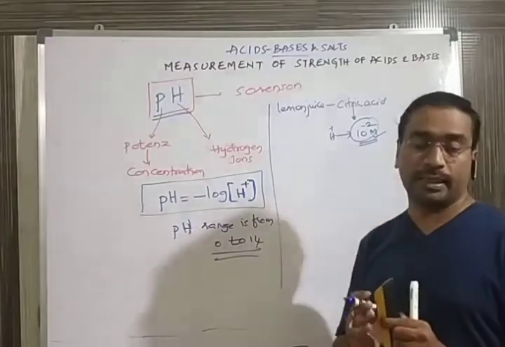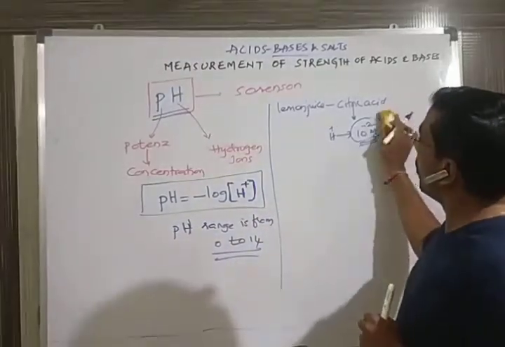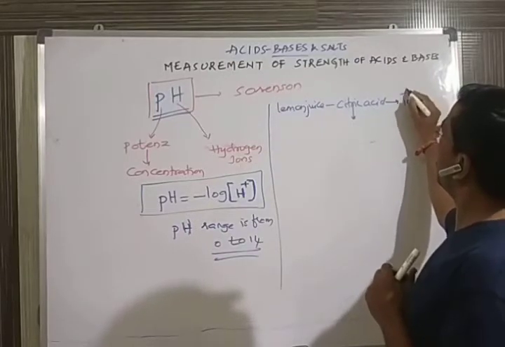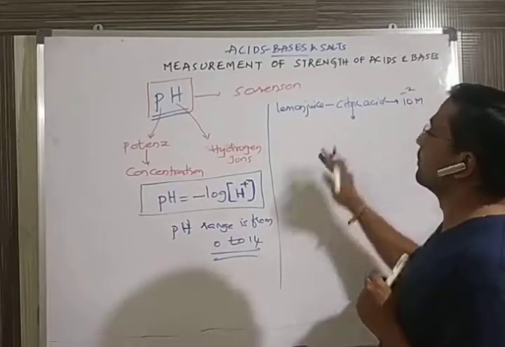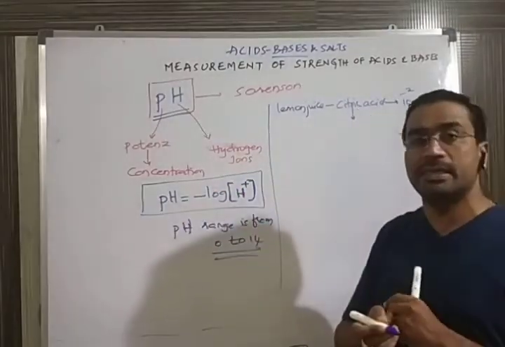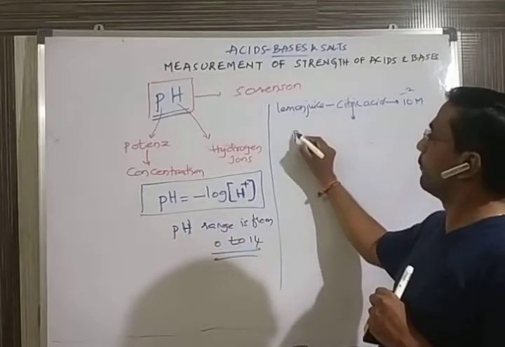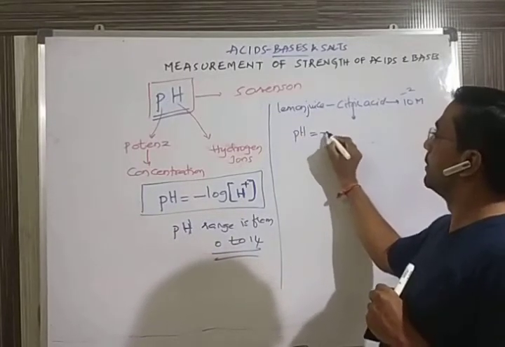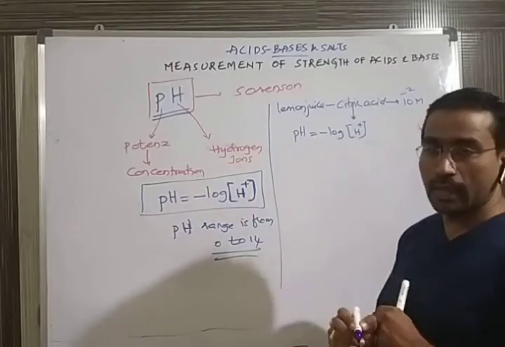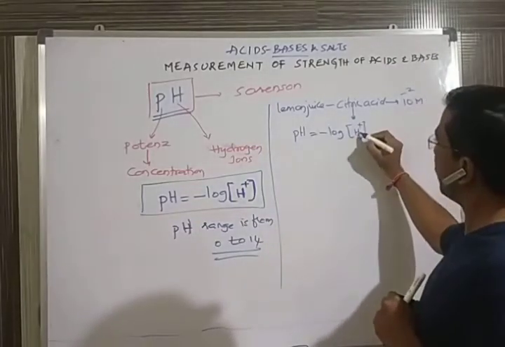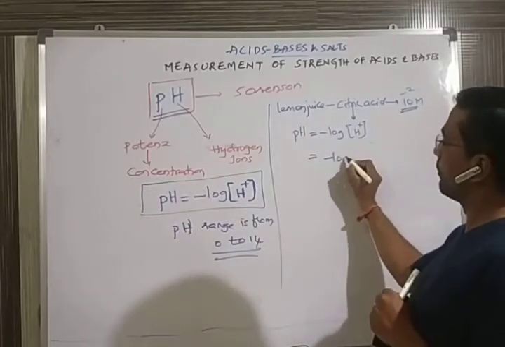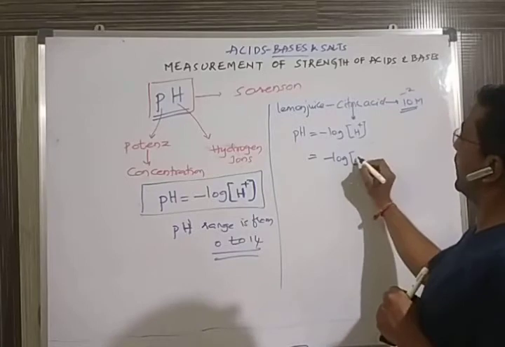For the time being, you can just remember the concentration of citric acid. If it is 10 to the power of minus 2 molarity, let us calculate what will be the pH of this acid. According to our formula, pH is given as minus log of H plus ion. In place of H plus, you substitute the concentration.